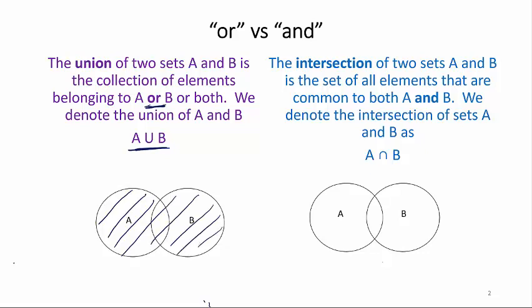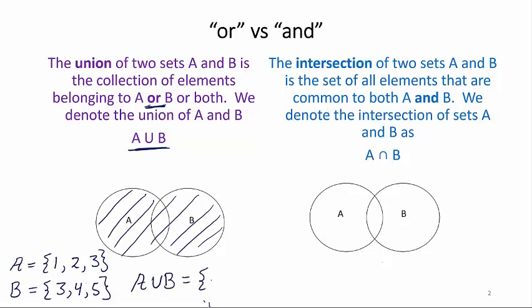Okay, so for example, if I had a set A equal to 1, 2, and 3, and B is the set of numbers 3, 4, and 5, then if I had A union B, that would be equivalent to 1, 2, 3, 4, and 5, right? So I'm including all of the elements in both of the sets. 3 is included in both of them, but I'm only including it once in the union, right? But it's included in that.